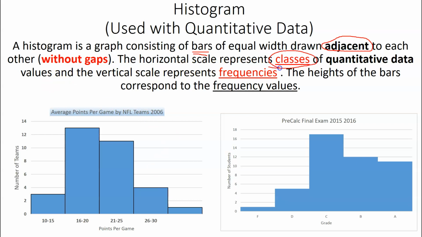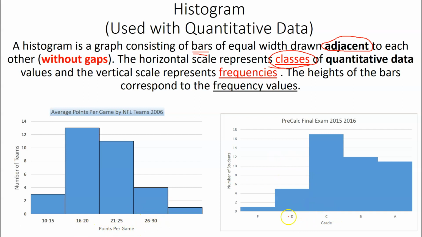So we talked about frequency distributions. You broke your data points into classes of whatever size you chose, and then you counted how often something showed up in those classes. And that's what you're seeing here. You're seeing classes. So this goes from 16 to 20, 21 to 25, and it's how many counts, how many times something showed up in that particular class. That's one of the key things about a histogram. This represents classes. This is quantitative data.